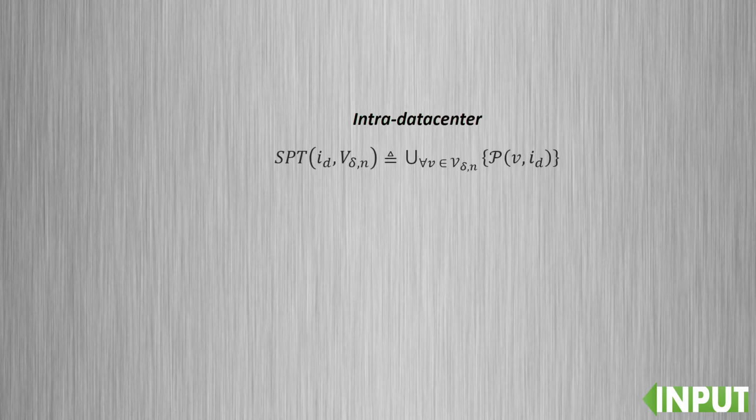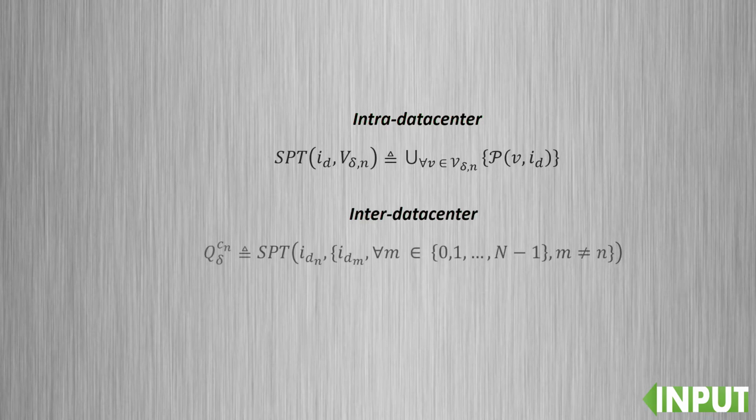In the context of MCO, the overlay connectivity inside the data center D is defined by the shortest path tree SPT ID V delta N, with VMs in V delta N being the leaves and the gateway switch ID being the root. On the other hand, the wide area overlay connectivity is defined by N shortest path trees Q delta Cn, each one rooted at the gateway switches IDN on which their respective cluster centers are mapped, and the gateway switches IDM on which other cluster centers are mapped being the leaves.